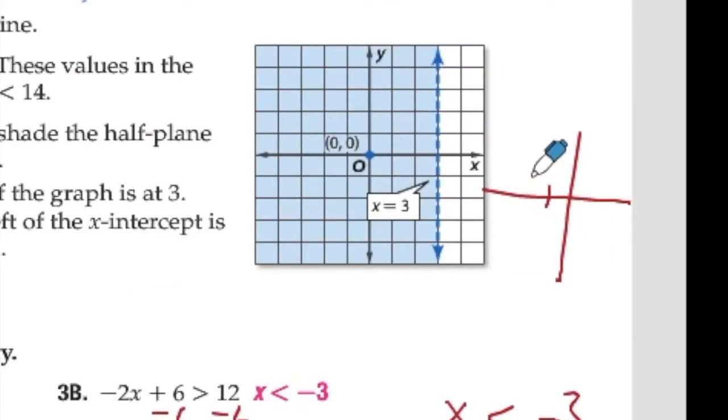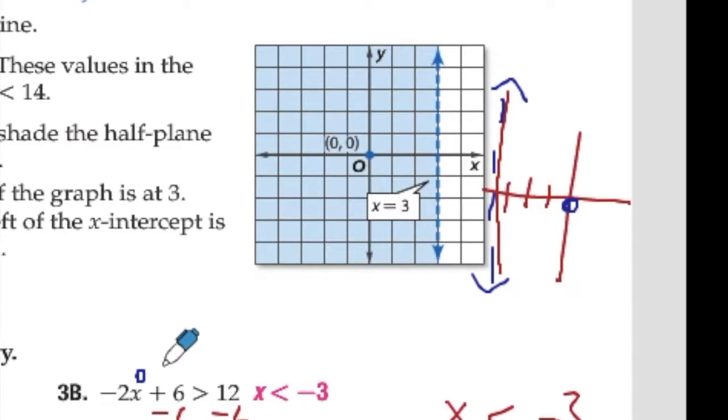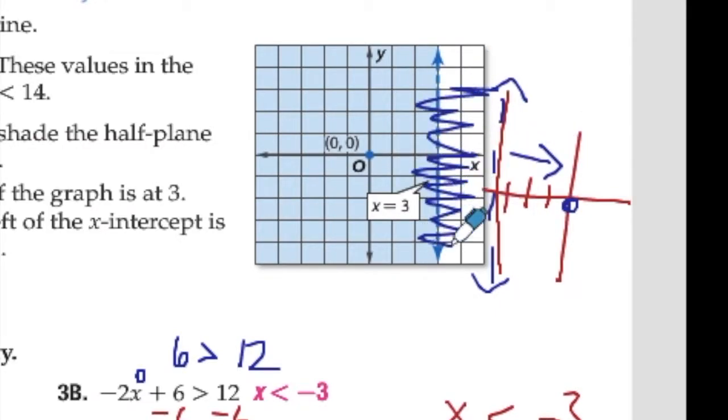So that's going to be a vertical line at x is less than 3. It actually should be a dotted line because it's just a less than symbol. And to pick our test point, we'll do 0, 0. 0 times -2 is 0. 0 plus 6 is greater than 12. 6 is not greater than 12, so I'm not going to shade to the right. I'm going to shade to the left.